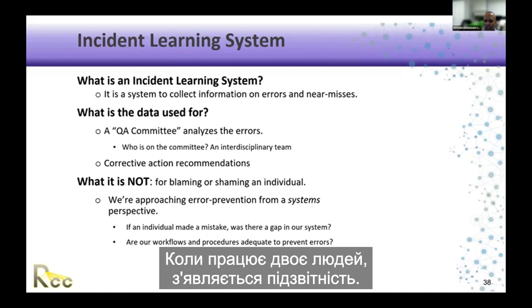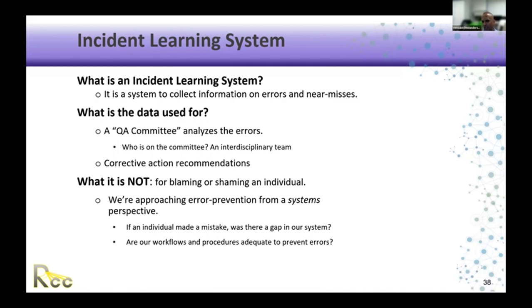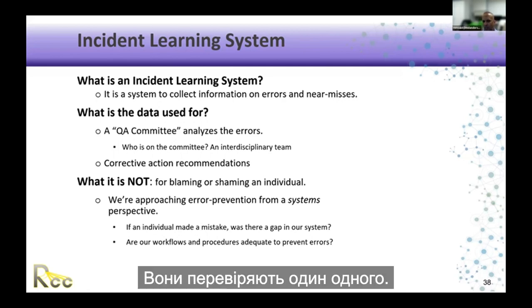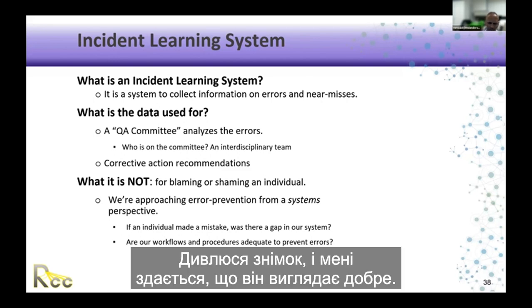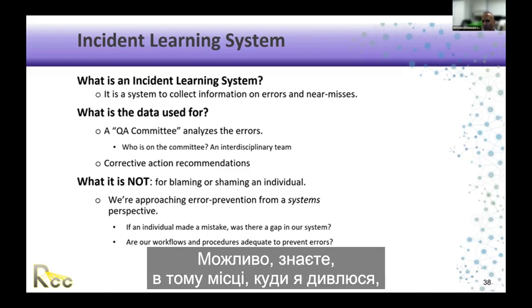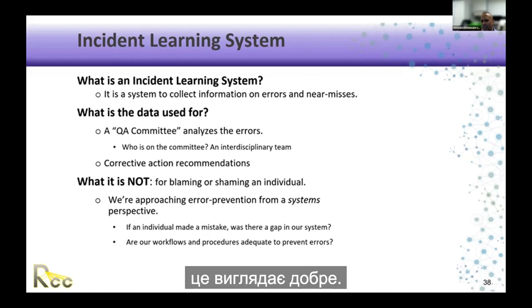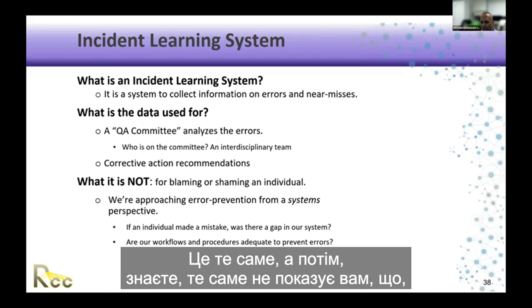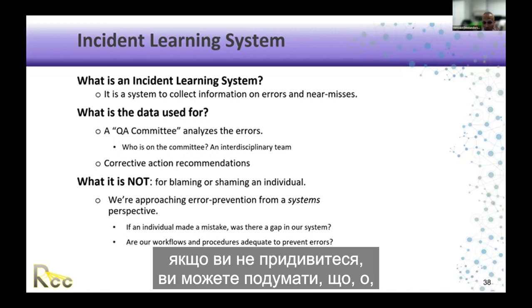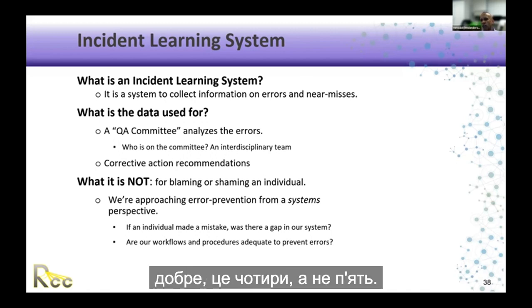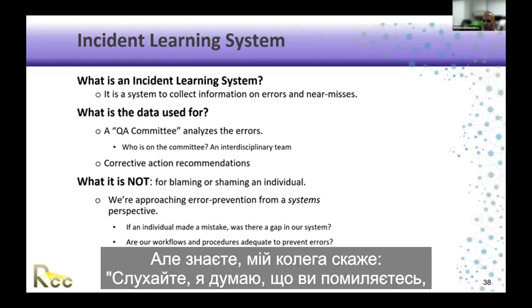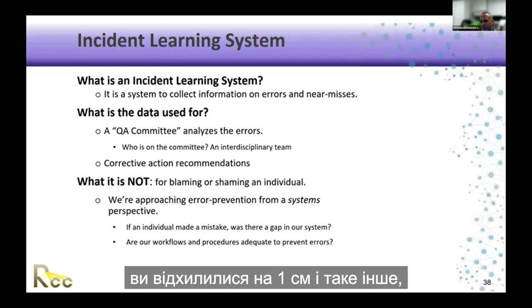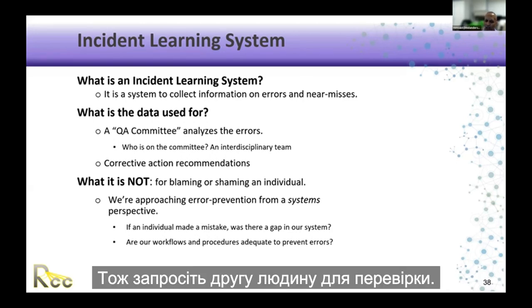And guess what? When there are two people working, there's accountability. They check each other. Sometimes I may be tired. I look at the film, looks good to me. Probably the CM is off, but the CM off doesn't show unless you look hard, and you may think, oh, okay, that's 4, it's not 5. But my colleague is going to say, hey, listen, Mustafa, I think you're wrong, man. So have a second person to check.